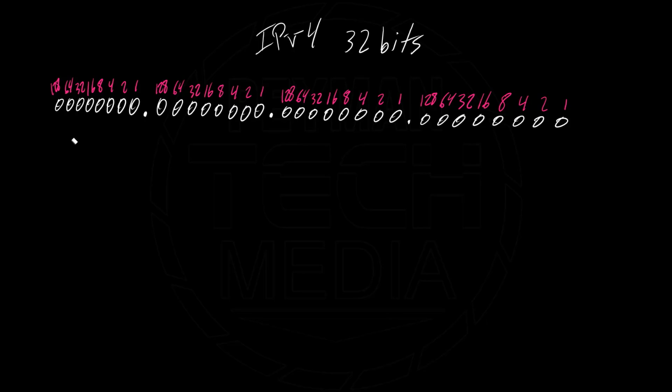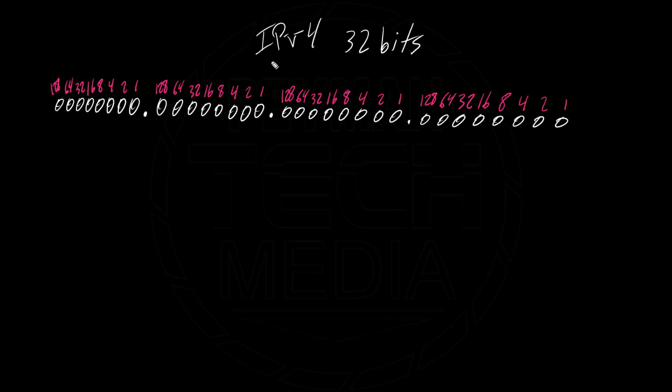Again, in IPv4 we have 32 bits, and here we can see all the 32 bits. Every 8 bits are separated by dots, so they are also known as octets. This is the first octet, the second octet, the third octet, and the fourth octet. And this is the binary representation of IPv4.